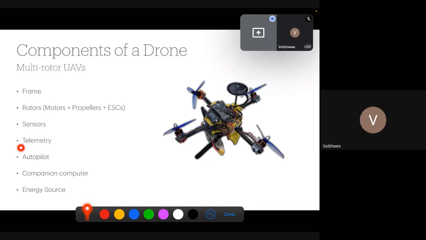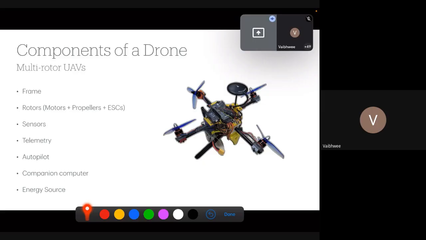Then you have a telemetry module. A telemetry module keeps on transmitting data from the vehicle to something known as a ground control station, and getting information or commands from the ground control station to the vehicle itself. Along with that, you have a transmitter receiver set, where the transmitter is always with the pilot, and the receiver is mounted on the drone.